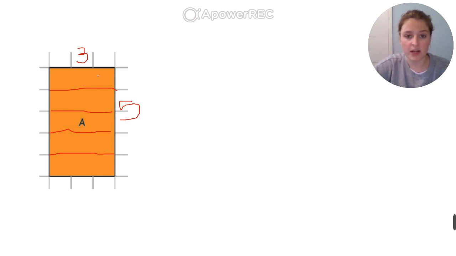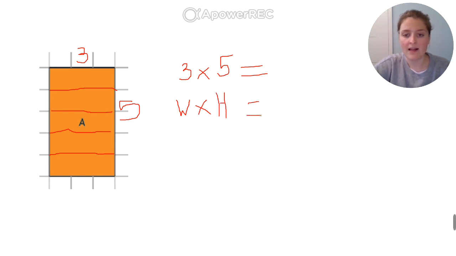Now, I could go 3, add 3, add 3, add 3, add 3, or I could write it as 3 times 5 to find out how many square units the area of this shape is. So what I'm doing there is I am multiplying the width of my shape by the height of my shape, and that is finding the area for me. So the width of my shape, the W, is 3 times the height of my shape, which is 5, and that will give me the area.